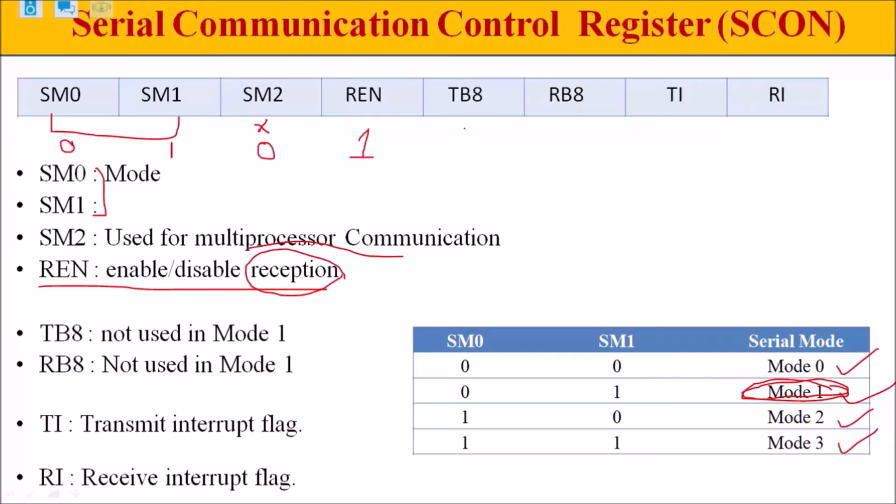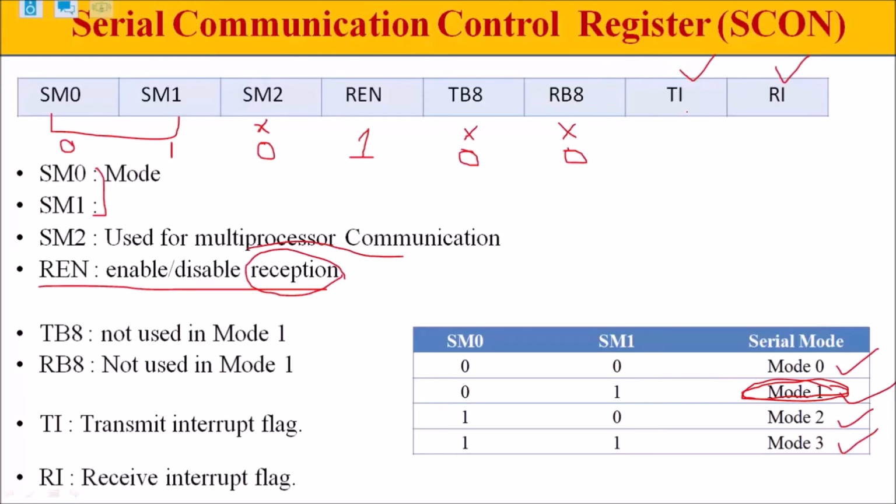Then these bits are again not used in mode 1. These are for mode 2 and mode 3, so we'll not discuss them. We'll store 0 here. Now these two bits are important. These are the interrupt bits. You might remember the sixth interrupt of 8051 is related to serial communication. For both transmission and reception, only one interrupt is used. But first we are discussing the polling method.